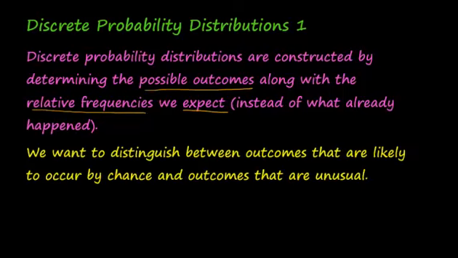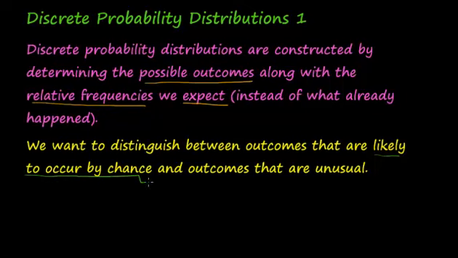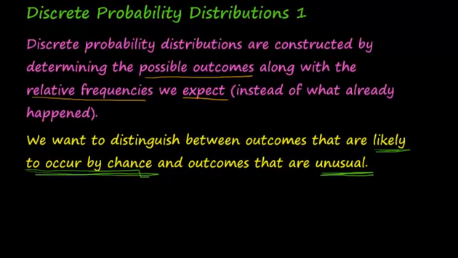We want to be able to distinguish between outcomes that are likely to occur by chance and outcomes that are unusual. So we'll have to define what we're looking for as unusual, and then the outcomes that could happen by chance, where the probability of occurrence is not that unusual, and we want to be able to distinguish between those and those that are.